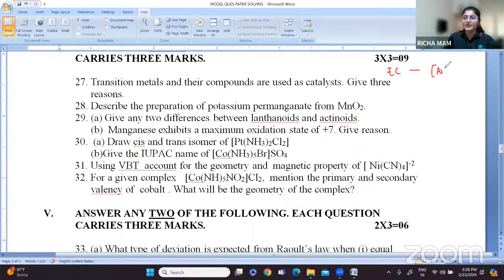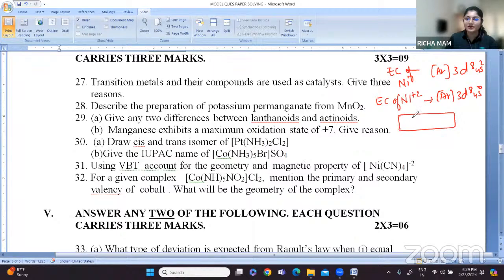As we discussed previously, the electronic configuration of nickel in the +2 oxidation state is argon 3d8 4s0. This is 3d, this is 4s. So it will be 1, 2, 3, 4, 5, 6, 7, and 8 electrons.